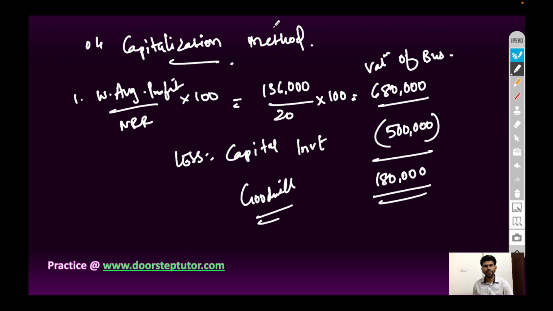So under capitalization method, first we have to calculate valuation of business. Valuation of business is equal to weighted average profit divided by normal rate of return into 100, less capital invested or capital employed. We will get valuation of goodwill. Under capitalization method, the valuation of goodwill is 1,80,000 rupees.